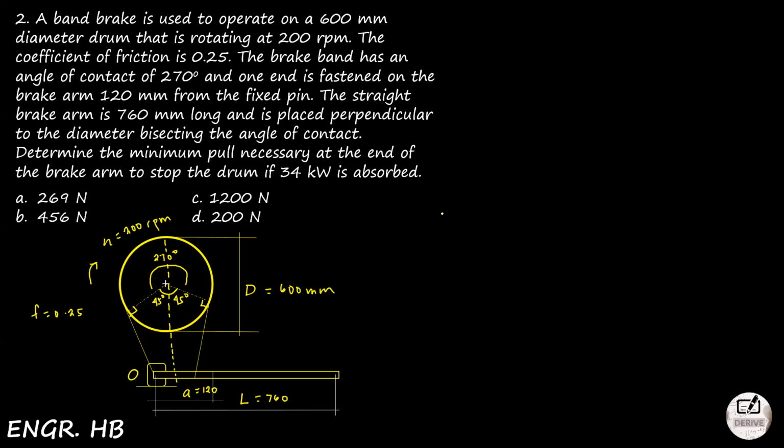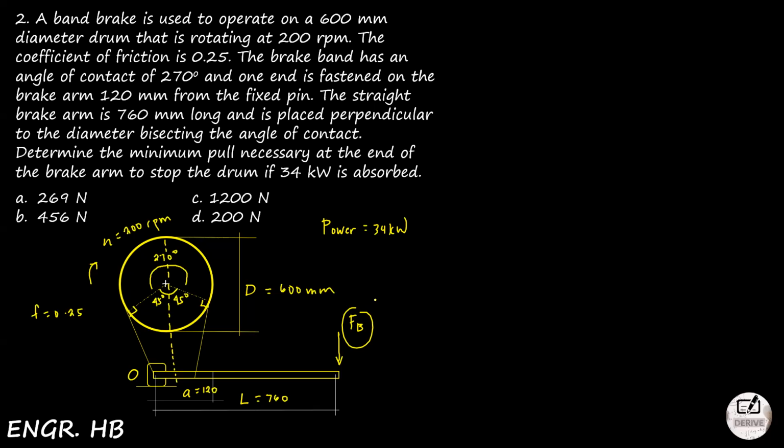Okay? So is the given we wrote complete? So determine the minimum pull, meaning FB is what it refers to. Necessary at the end of the brake arm to stop the drum if 34 kilowatts is absorbed. It says the power is 34 kilowatts. Determine the minimum pull necessary at the end of the brake arm. So that was your FB. So how are we going to start on this?